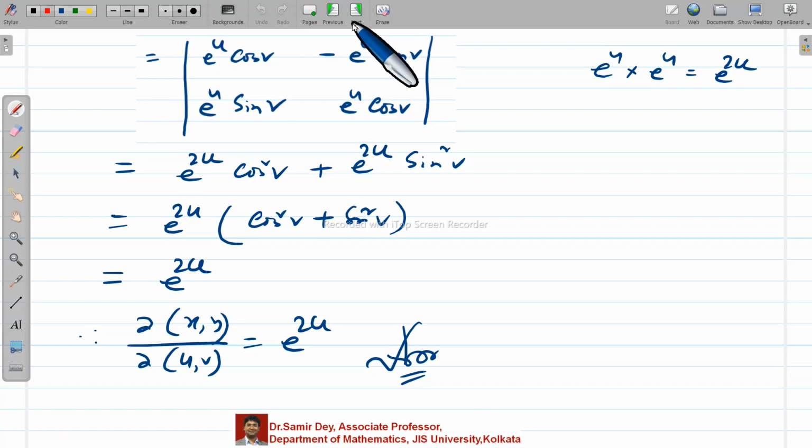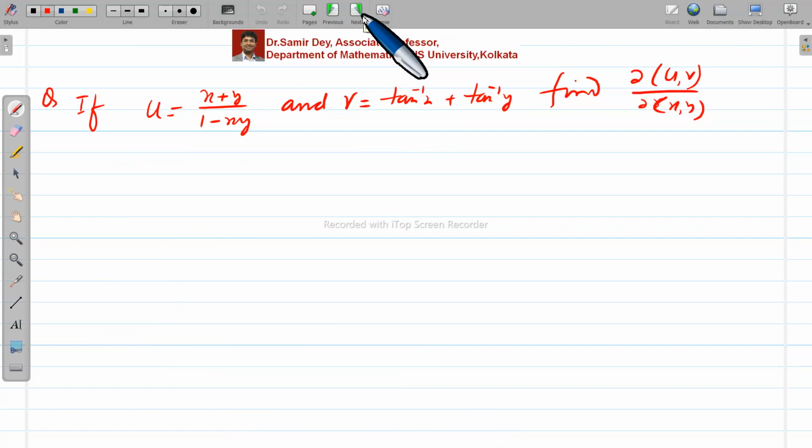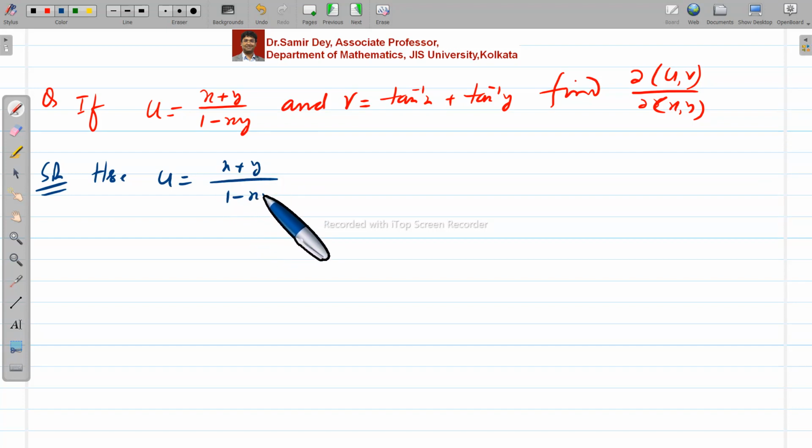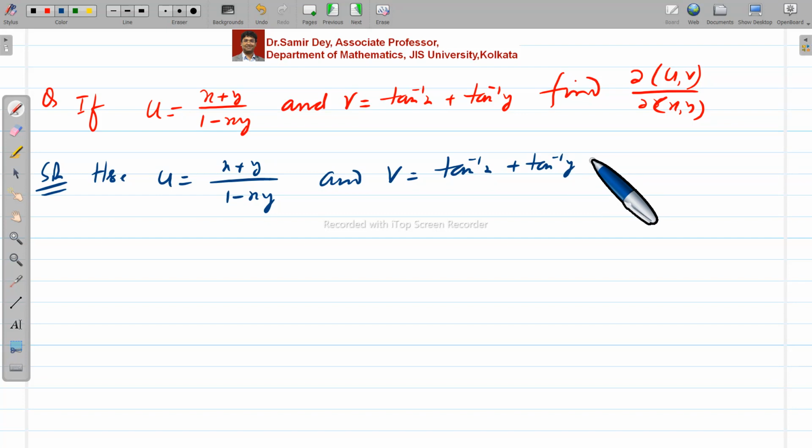Okay, so now I'm going to solve another question from here. It is also very interesting and important. If u is equal to x plus y by 1 minus xy and v is equal to tan inverse x plus tan inverse y, then find this. So it's very easy. Please write down here u is equal to x plus y by 1 minus xy and v is equal to tan inverse x plus tan inverse y.